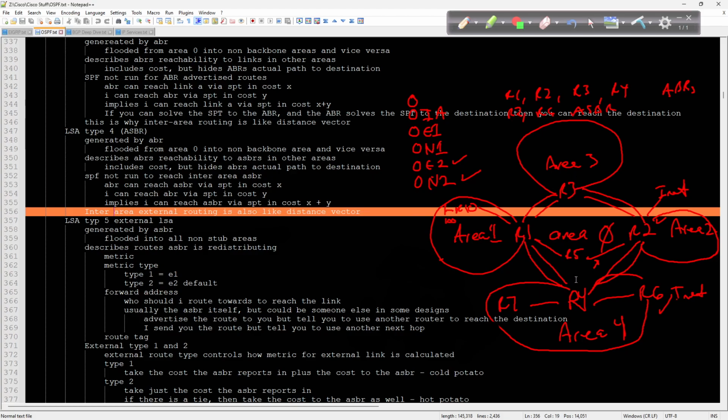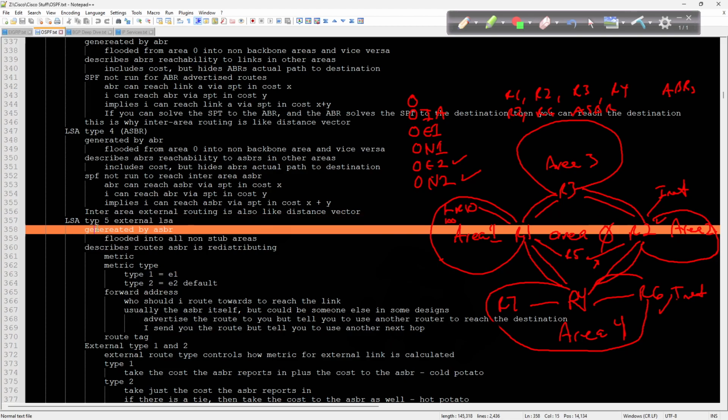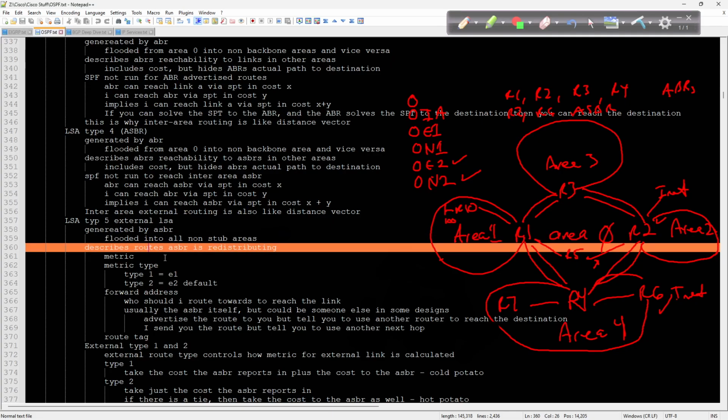So would R3. Anytime you have an external path to something else, there's going to be a type 5 LSA in the area 0 link state database. R1 will get the update, and he's an ABR, so he'll translate it to a type 4 LSA for area 1. R3 will advertise an ASBR for type 3. So you are correct. The type 5 external LSA is generated by the ASBR and flooded into all non-stub areas, and that's key. We haven't gotten to stub routing yet, but we will. It describes routes being redistributed.